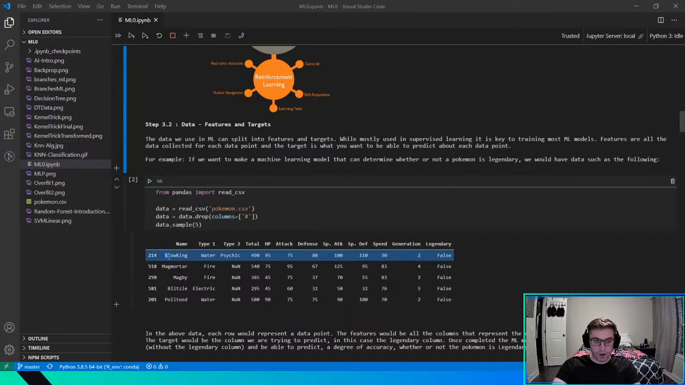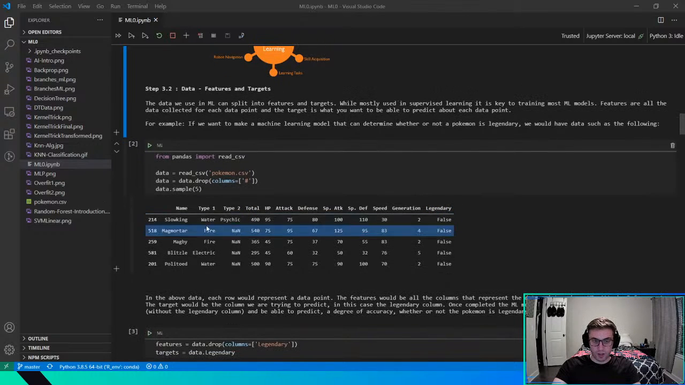We have all that, like the name, the types, their total stats, which is a sum of HP, attack, defense, all that kind of stuff. The individual statistics or stats, and then generation, and then our legendary. So this will be our target, while these columns will be our features or inputs.